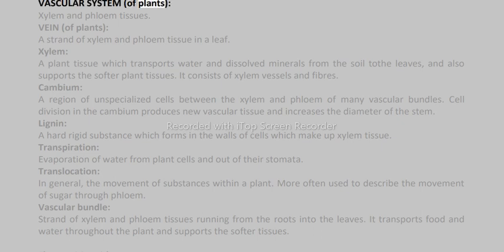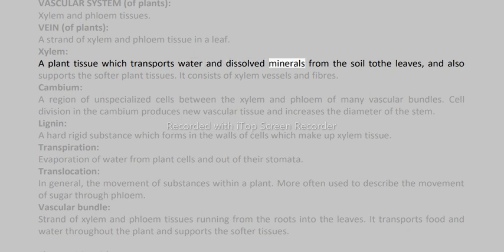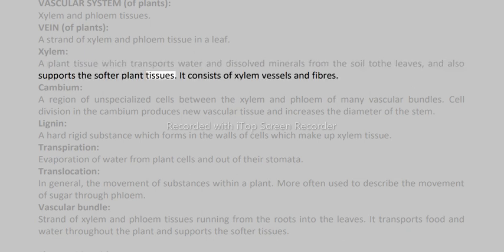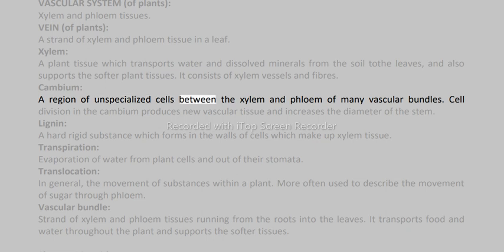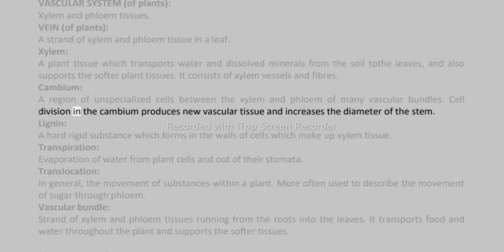Vascular system, of plants, xylem and phloem tissues. Vein, of plants, a strand of xylem and phloem tissue in a leaf. Xylem, a plant tissue which transports water and dissolved minerals from the soil to the leaves, and also supports the softer plant tissues. It consists of xylem vessels and fibers. Cambium, a region of unspecialized cells between the xylem and phloem of many vascular bundles. Cell division in the cambium produces new vascular tissue and increases the diameter of the stem.